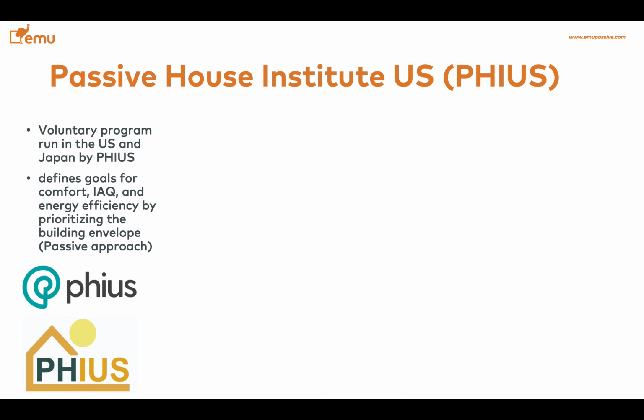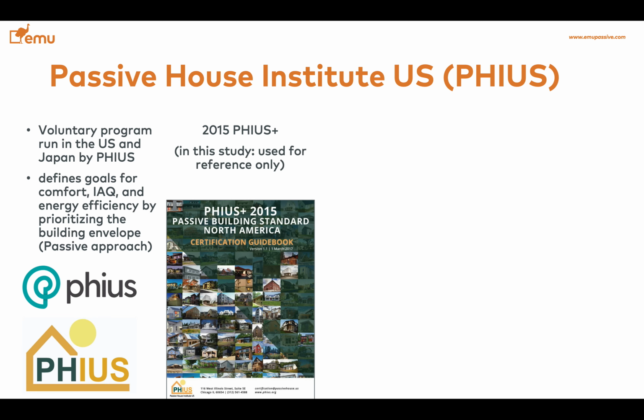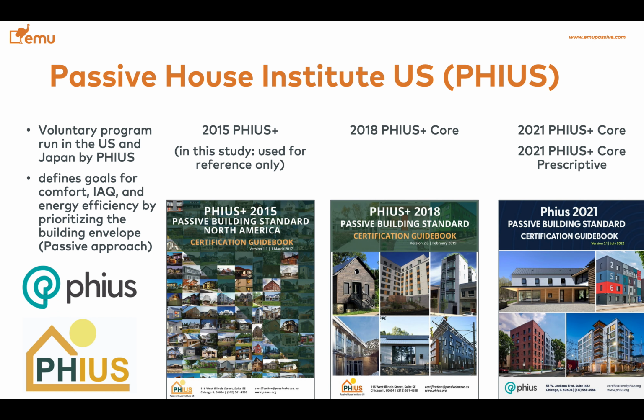The Passive House Institute US, PHIUS, I heard it being said differently by others, but I think the correct pronunciation is PHIUS. It's a voluntary program run in the US and Japan. I don't think it's run anywhere else, but I may be mistaken. And it defines goals for comfort, indoor quality, energy efficiency by prioritizing the quality of the building envelope. That is the passive approach. We considered the 2015 mostly for reference only in this study. We really looked at the 2018 and the 2021 core and prescriptive for the standard. So when we talk about requirements, we're going to mostly focus on these last three.